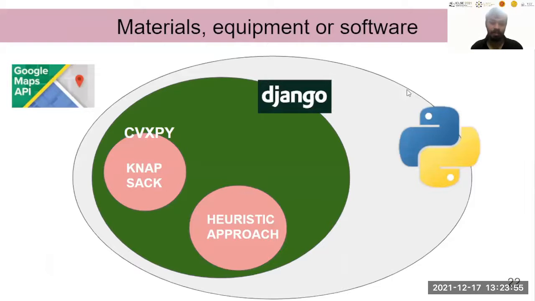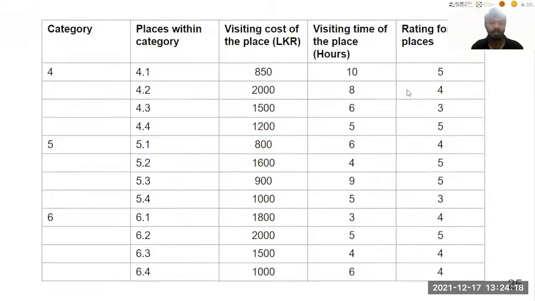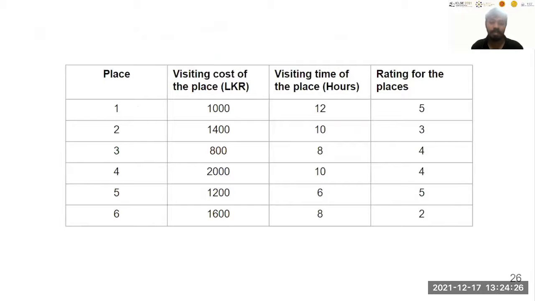Here are the materials and equipment. We use Python as the main language, and then we use the Django framework, and also we use the knapsack library of CBC to use the knapsack model, and also we use a heuristic approach. Also we use the Google Maps API to get the most accurate real world data. So here is our data set, as I have explained earlier: categories and preferred places, and these are the places within those categories, the visiting cost of the places, visiting time, and also the rating for the places. And here are the places that I have explained earlier. The user can pick 1 or more places from this list.